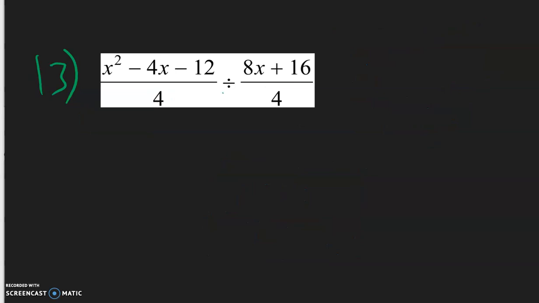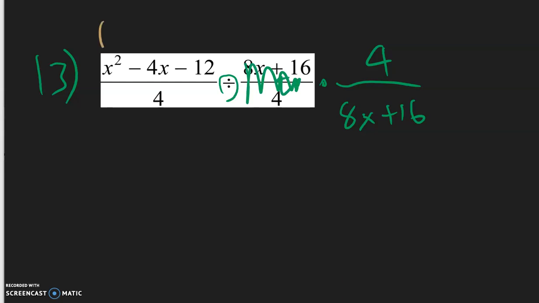For number 13, because we have a division here, let's turn this into a multiplication, flipping it upside down. 8x plus 16. Scribble this out so we don't look at it anymore. Okay, we need to factor this part. So this will be x minus 6, x plus 2. Now this is gone. We can also factor out this part, because you see how both the 8 and the 16 can divide by 8.